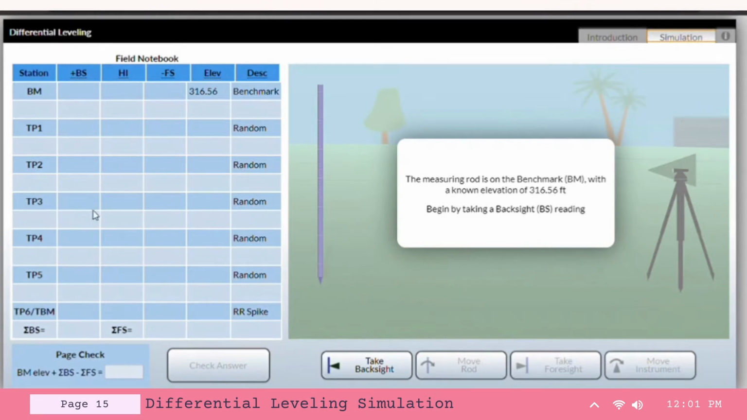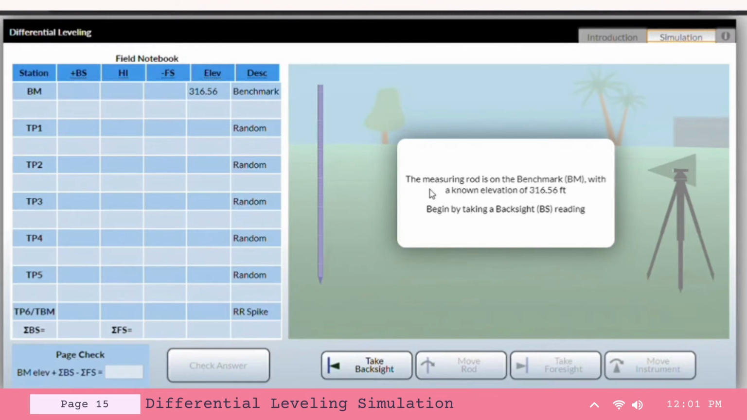On the bottom corner of the field notebook, we have a summation for the backsight readings and the summation for the foresight readings. This will be utilized later on in our arithmetic check. This formula is familiar, right? We are going to dive into that later on. Let us first go to the simulation.